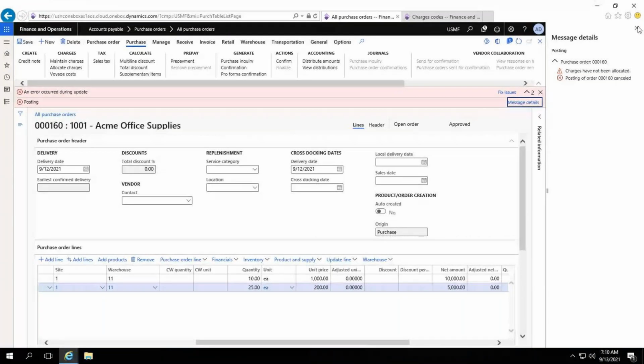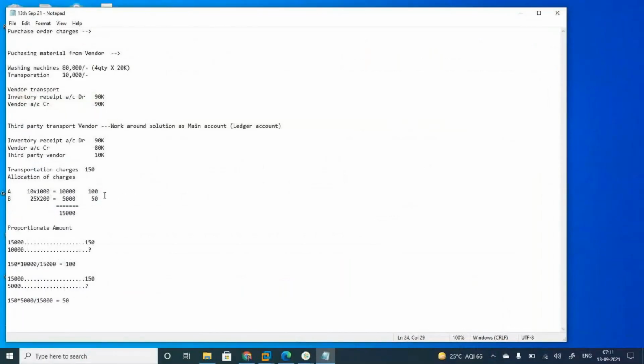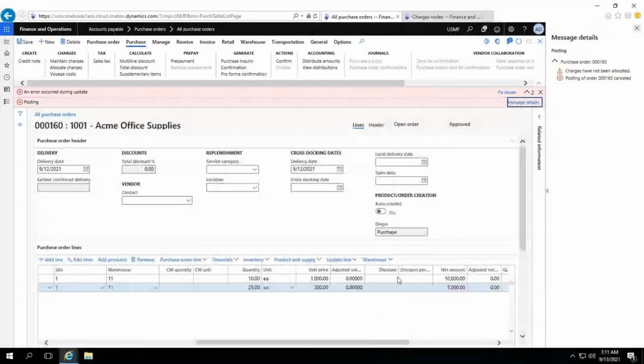The charges whatever you have entered, the system is confused. How much amount do I need to update here? I have not allocated. What does it mean? The calculation, whatever I have explained here, 150. This calculation, the splitting of the amounts, is not done. That is called allocation. Allocation is not done.